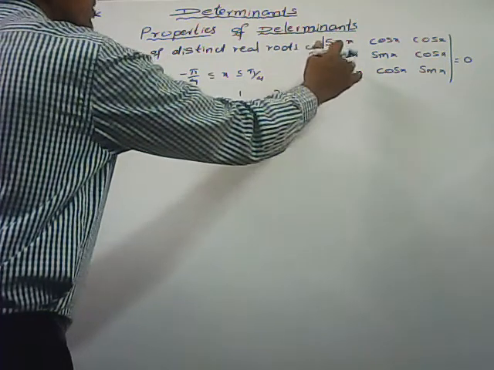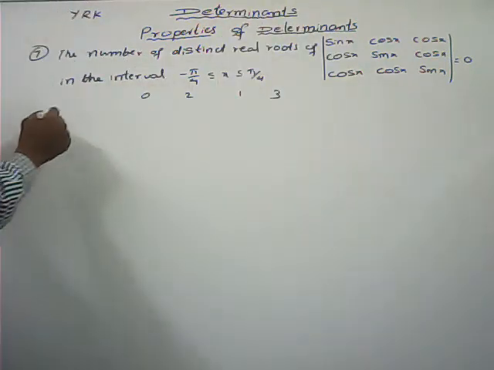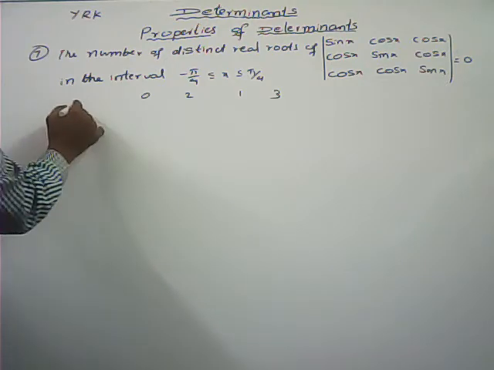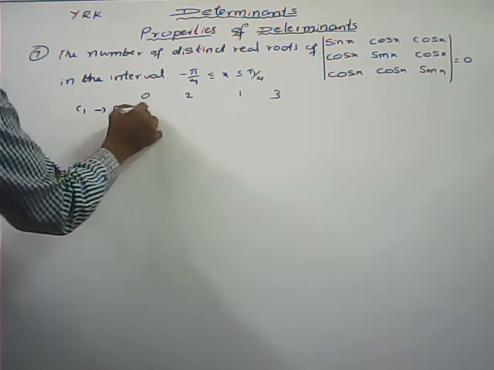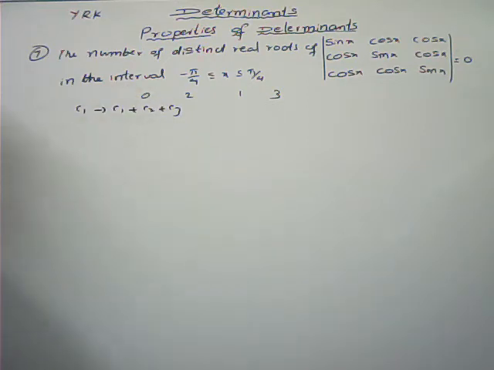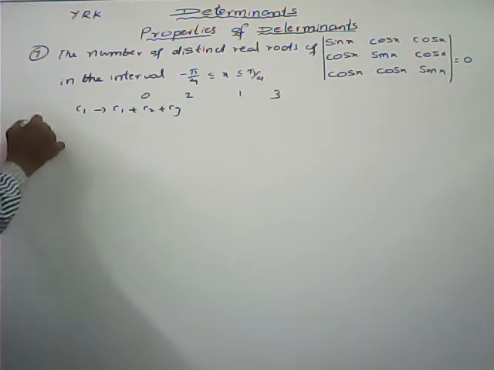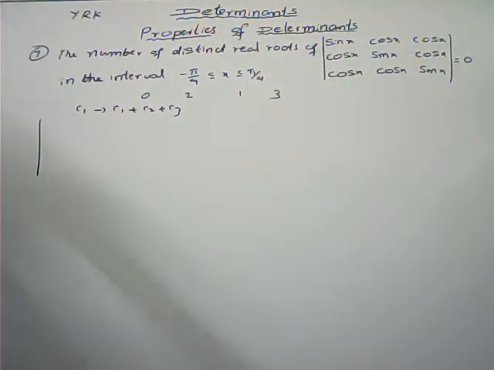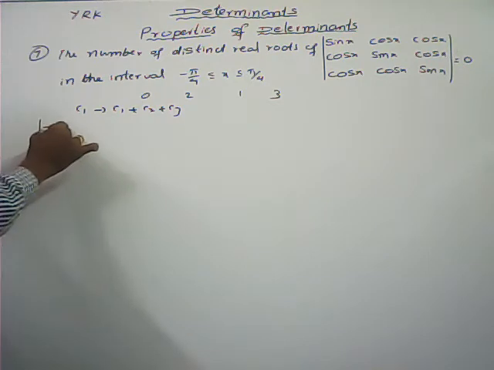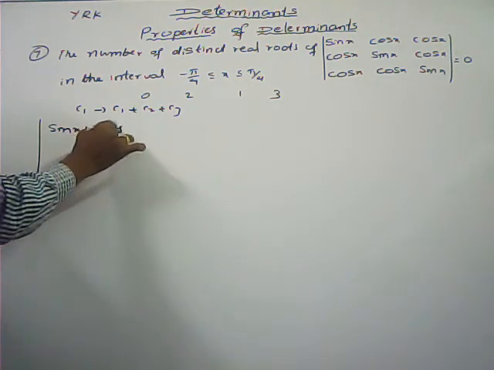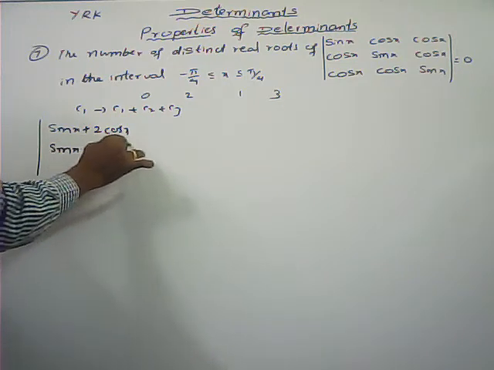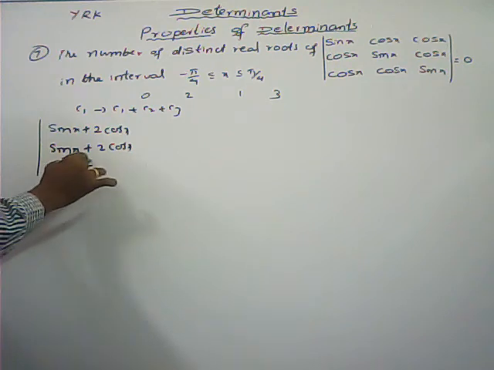Everywhere two cos are there, one sin is there. Here what I am doing, by adding the rows or by adding the columns, no problem. Here C1 tends to C1 plus C2 plus C3. R1 tends to R1 plus R2 plus R3, also we can get the same result. Determinant of, by adding these three columns, sin x plus 2 cos x we can get. Sin x plus 2 cos x. Here also sin x plus 2 cos x. Here also sin x plus 2 cos x.